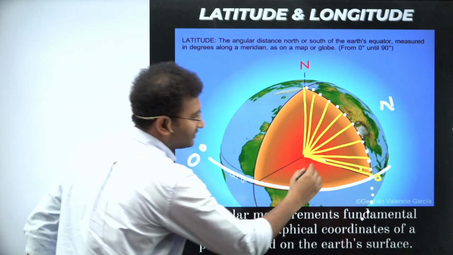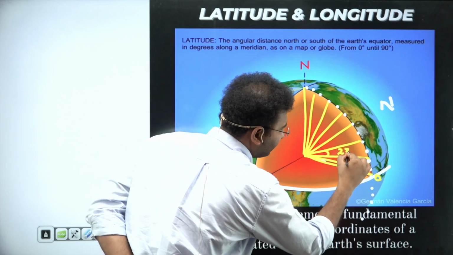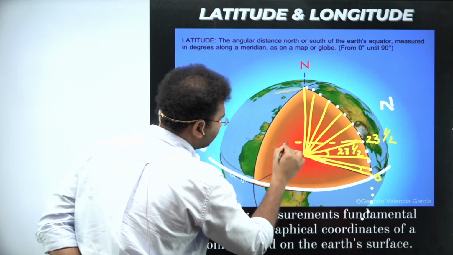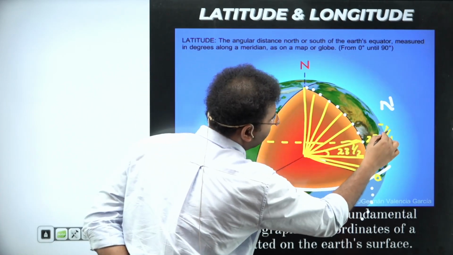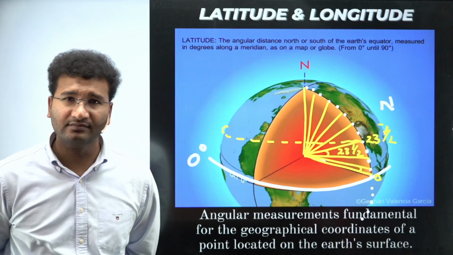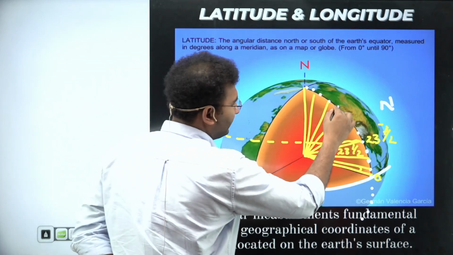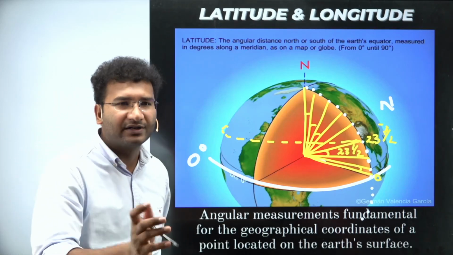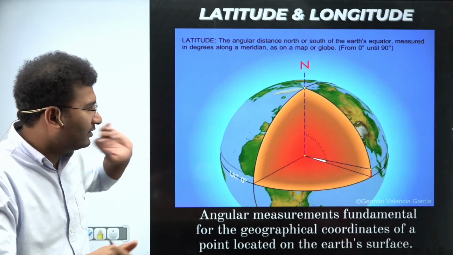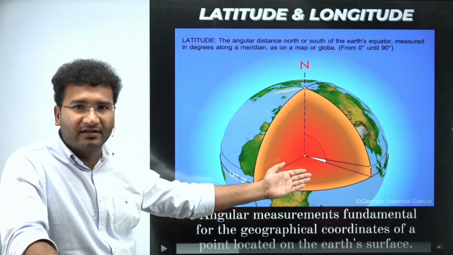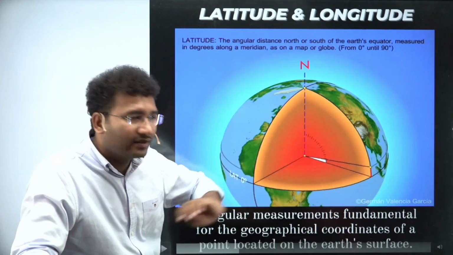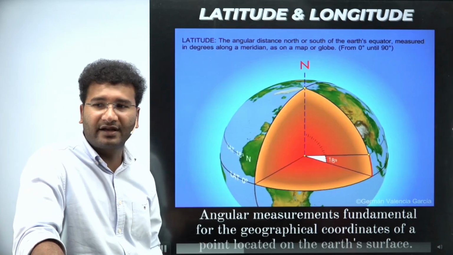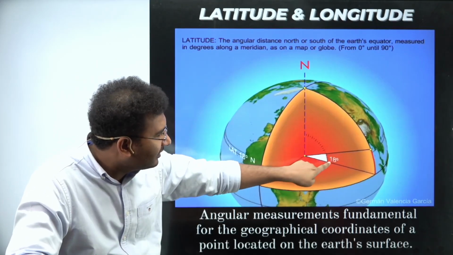Now, suppose this is 23.5 degrees. That means this becomes 23.5 degrees. Now, look at this. This particular line will become 23.5 degrees north. Likewise, each of these degrees is calculated to be the latitude of that particular place. In simple terms, let me explain in a little more detail. Suppose this is an angle. This angle will be called that particular latitude.